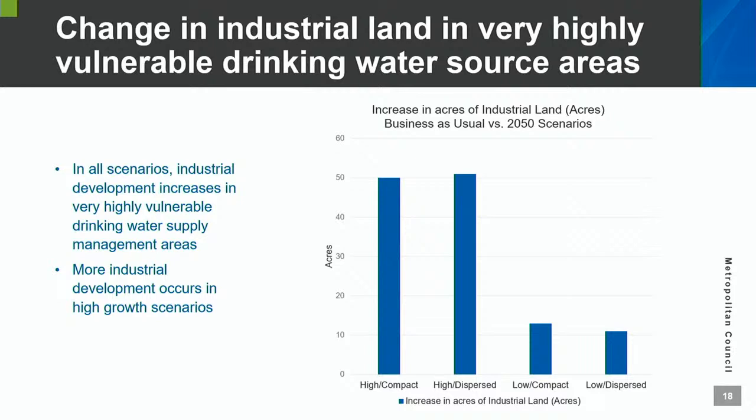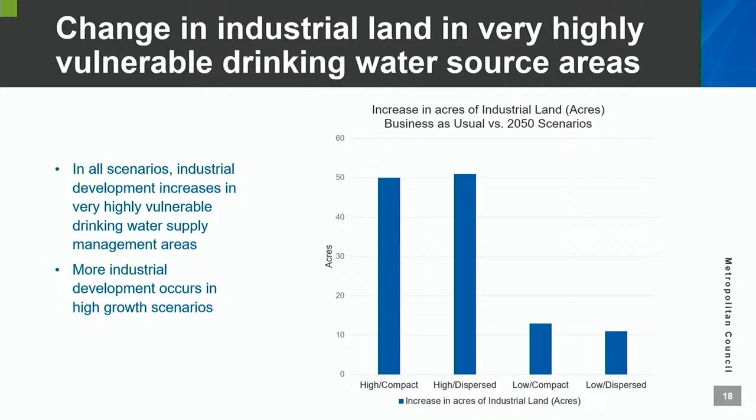As Emily talked about, overall, all of these growth scenarios are projecting a big change in single-family residential land use. However, in the parts of the metro that have been designated as very highly vulnerable to contamination, given our current zoning and our assumptions of what might happen in the future, the biggest land use change is an increase in industrial use in those very highly vulnerable areas. In all scenarios, industrial development in those areas increases. More industrial development is occurring under our high growth scenarios. If the region grows more than we're expecting it to, expect to see more industrial development in highly vulnerable areas given our current planning and zoning.